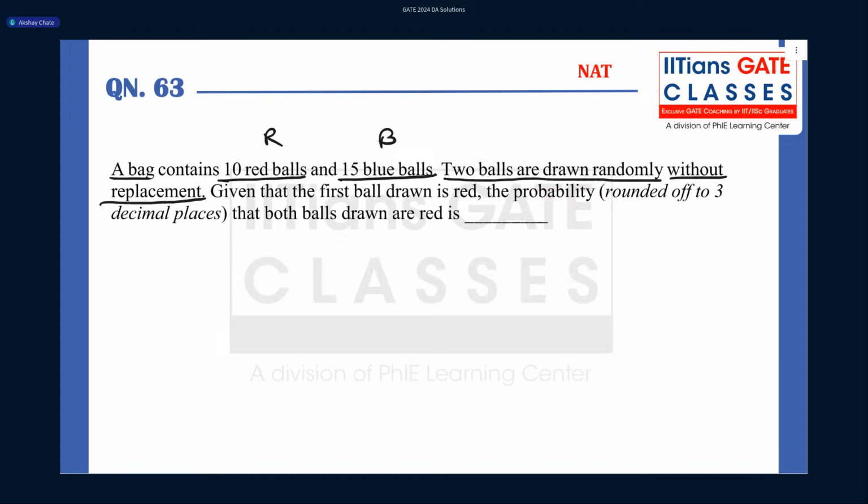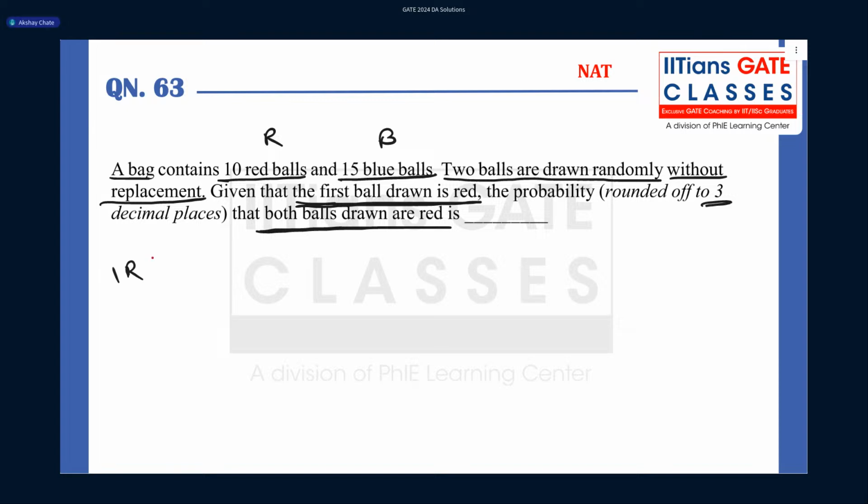So when the first ball is drawn, then the total number of balls will be 10 plus 14, so 24. And then depending on whether a red one was drawn or a blue one was drawn, the rest of the things will be there. Now they're asking, given that the first ball drawn is red, what is the probability that the next ball is also red, so that both balls are red? I need to round it off to 3 places.